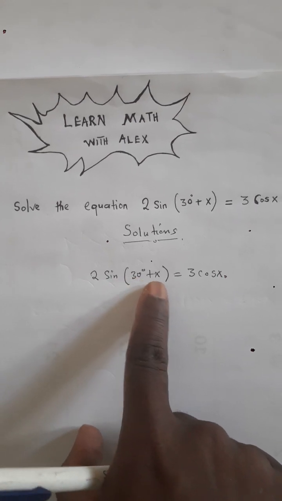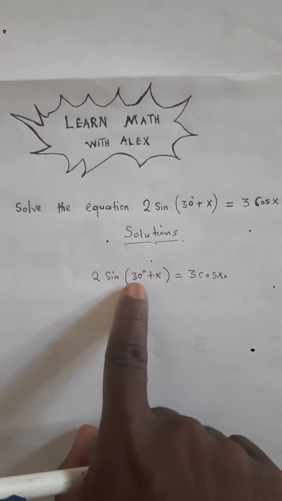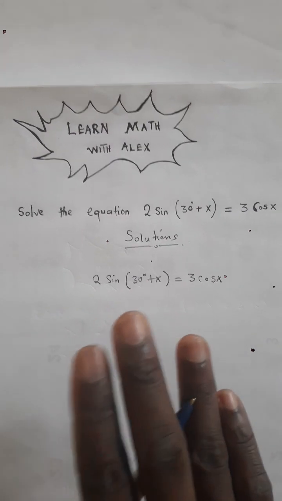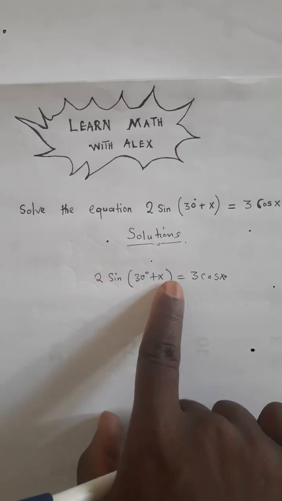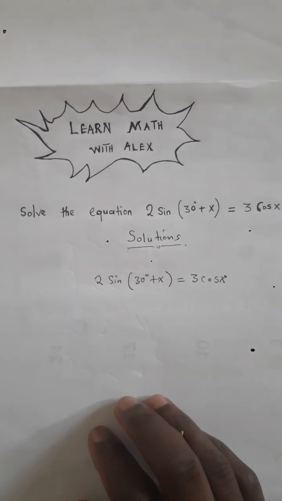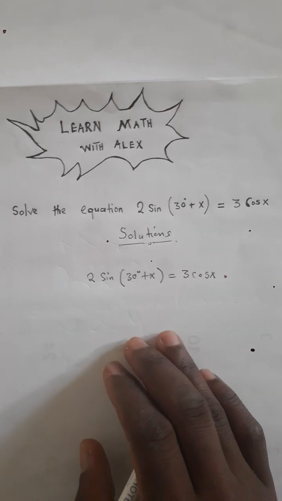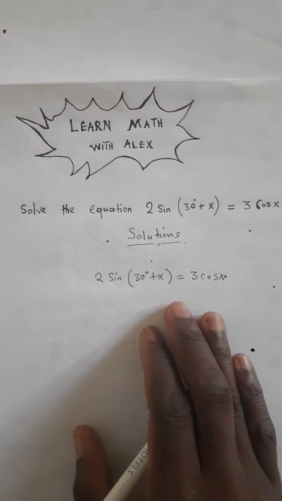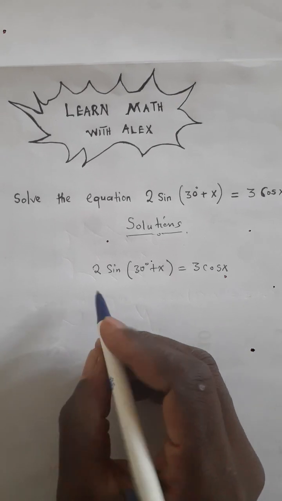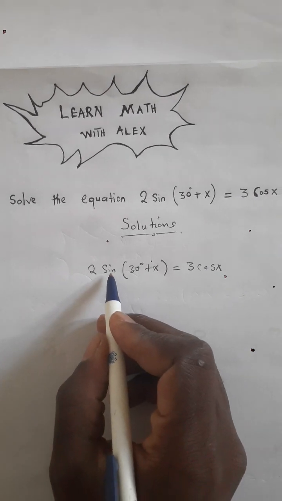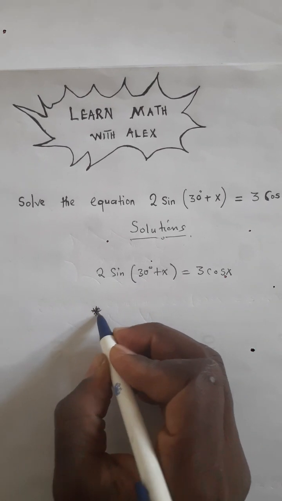You have 30 degrees plus x. By the way, x is also an angle, so we are adding these two different angles. Never try to multiply this by that, like we expand normal algebra expressions. For angles, it's a different approach. Remember from compound angles, the compound angle for sine when you're adding two different angles.